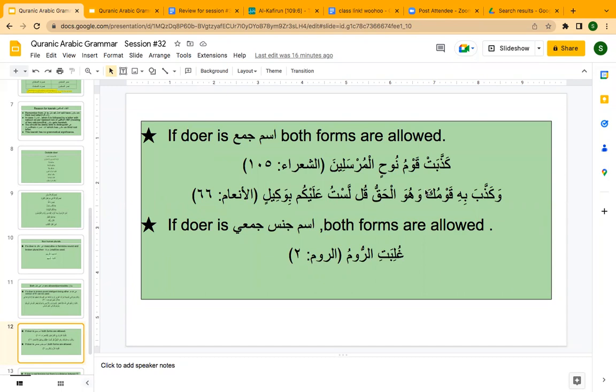It's an idafa. Can you call this idafa? What's the status of your mudaf? Rough status. And can it be an outside doer for kazzaba?